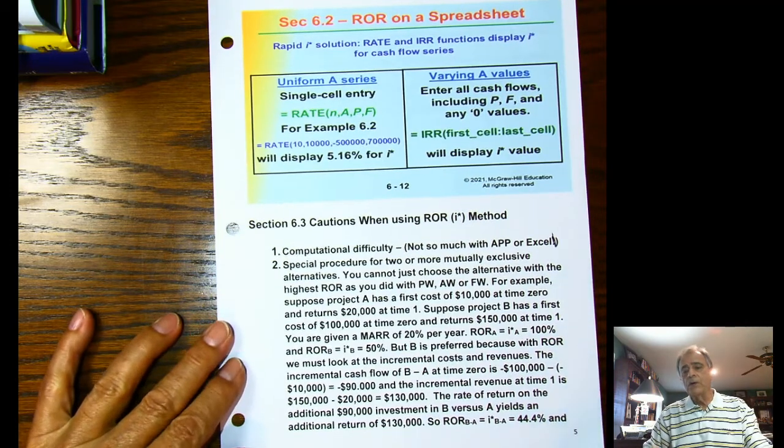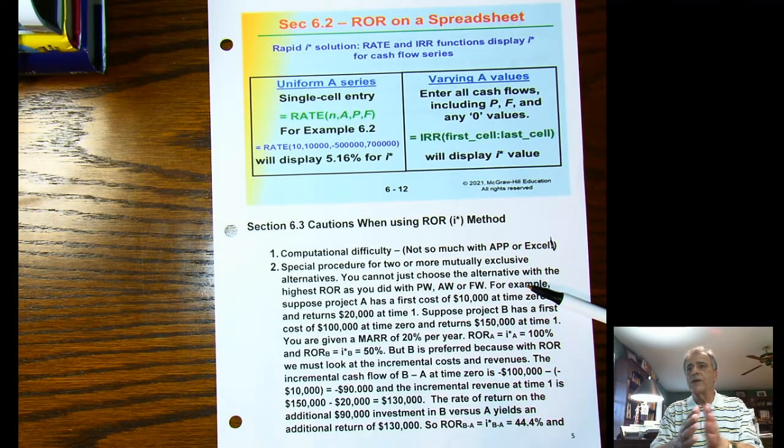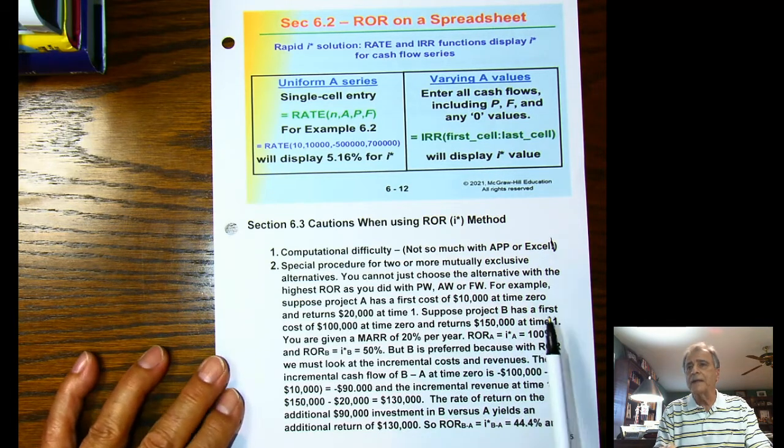But with two, recall if you had two or more alternatives when you use present worth, annual worth, or future worth, any one of those three, you chose the alternative if they were mutually exclusive. In other words, you could only choose at most one. You chose the one with the highest present worth, or annual worth, or future worth. However, in rate of return, you can't do that. You don't necessarily choose the one with the highest rate of return. You have to look at the difference between the alternatives. And I'm going to give you a very simple example to show you why that doesn't work.